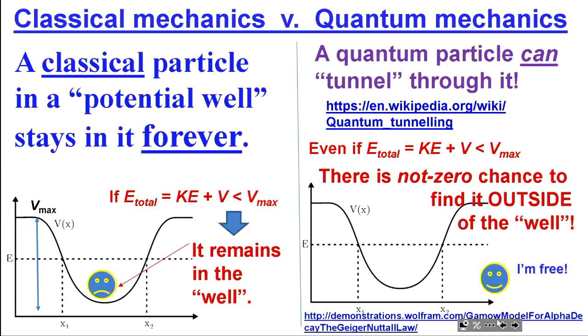Well, we have talked about the difference between the quantum world and the classical world. This is one of the very important differences. In a classical world, if the total energy is lower than the maximum energy of the barrier, a classical particle always remains inside. But in a quantum world, we don't know why this happens. We close our eyes and that particle might be outside. That's actually what decay is.